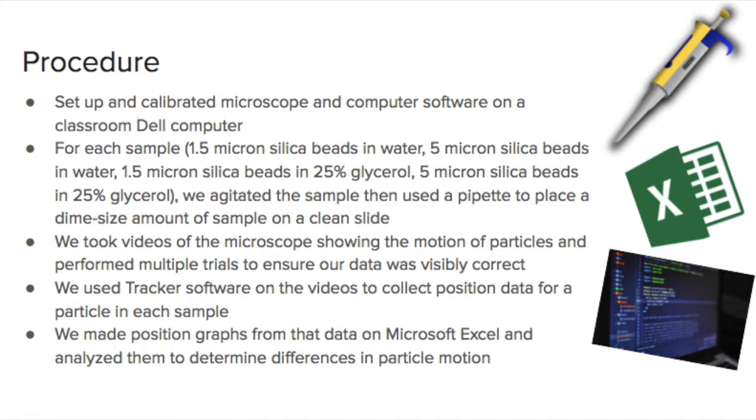Then for each sample, we shook it up and used a pipette to place about a dime-sized amount on a clean slide. And then we took videos on the microscope showing the motion of the particles, and we did this multiple times to ensure the data was accurate. We then used tracker software to collect position data for a single particle in each sample, and then we made graphs from that data in Excel and analyzed them to determine particle motion.